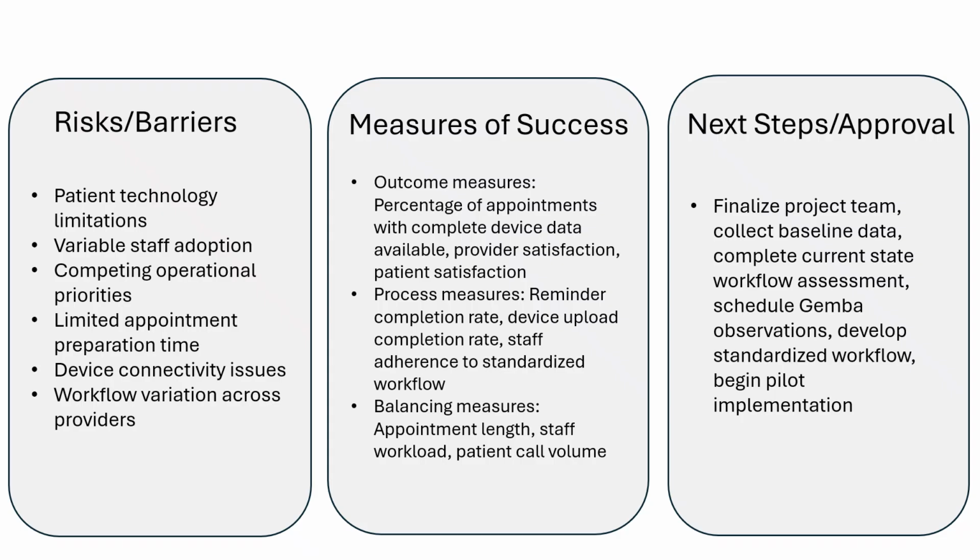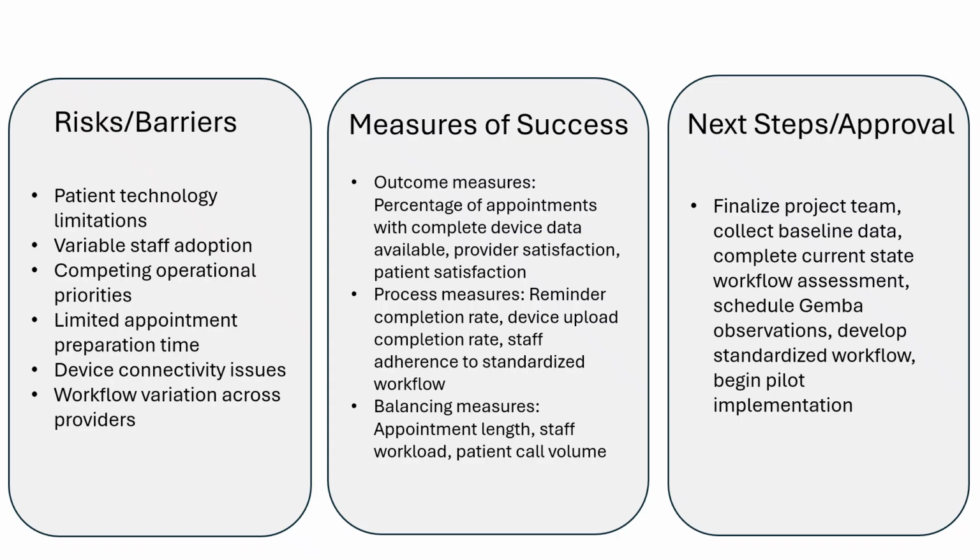Next are your measures of success. This is how you'll determine whether the project actually achieved its goal. I like organizing measures into three categories. Outcome measures, which tell us whether the project improved results. Process measures, which tell us whether the new workflow is actually being followed. And balancing measures, which help ensure we're not creating unintended consequences somewhere else.